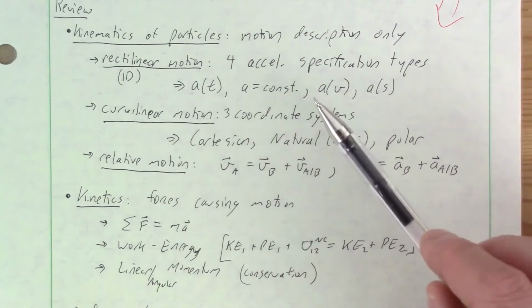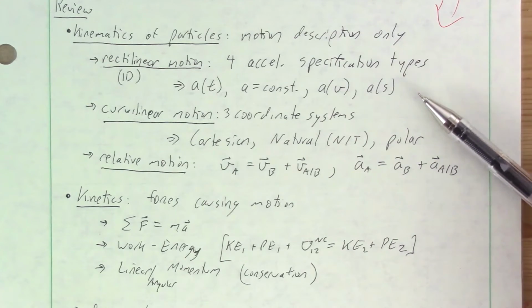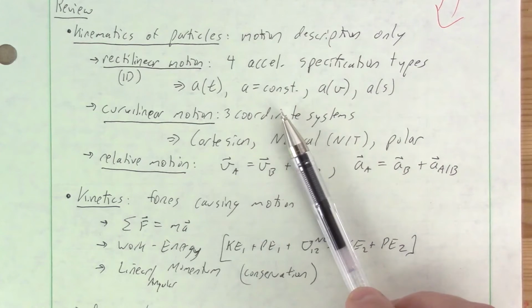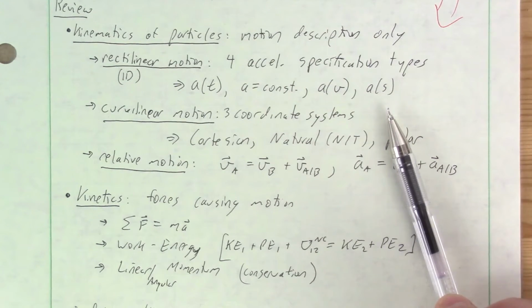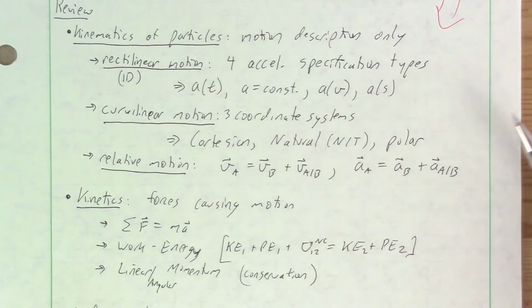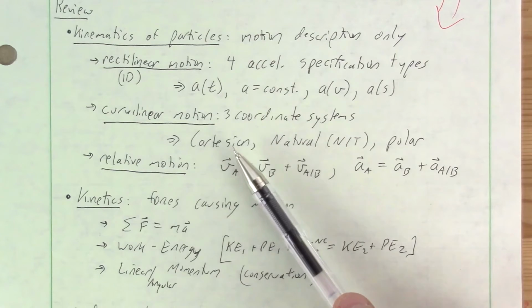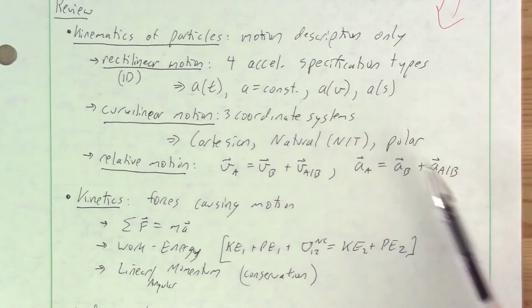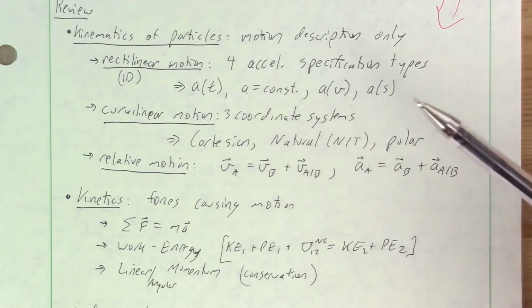We talked about 4 different types of problems, right? 4 different ways acceleration could be specified. We can know acceleration as a function of time, a constant acceleration, acceleration specified in terms of velocity or in terms of position, and that changed our analysis. We then talked about curvilinear motion, introduced ourselves to the difference between Cartesian, natural in terms of normal and tangential components of the motion, and then the polar description of motion, right? And worked through problems that way.